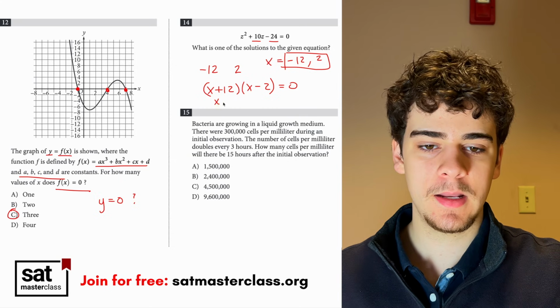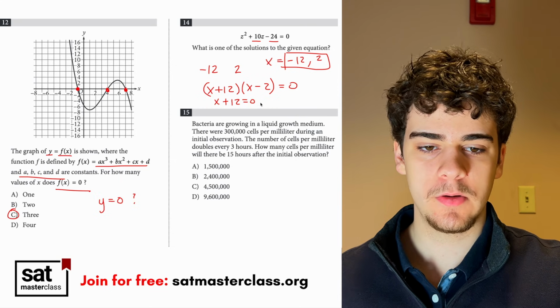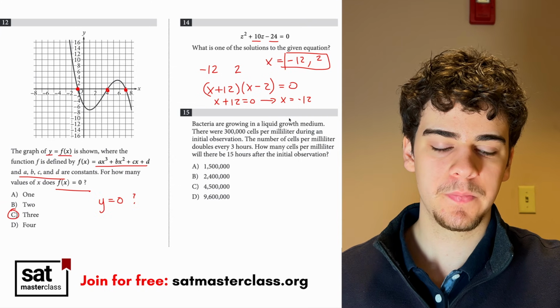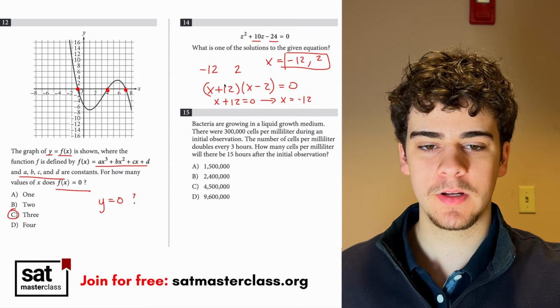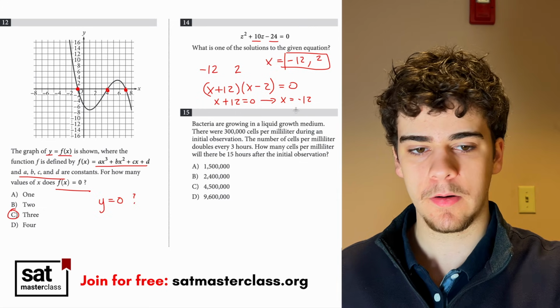Just make sure that you're setting x plus 12 equal to 0. And so you actually get x equals negative 12, like I did here. You don't want to just see x plus 12 and then say, oh, 12 is the solution. No, you want the solution for x to where this term cancels out to 0.